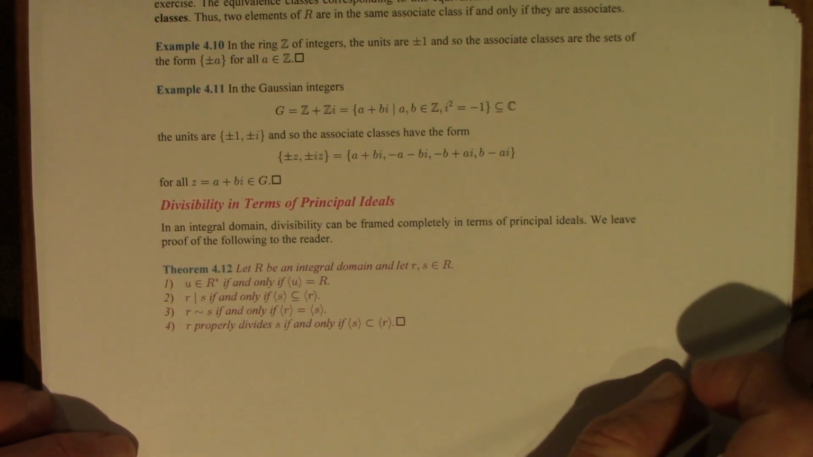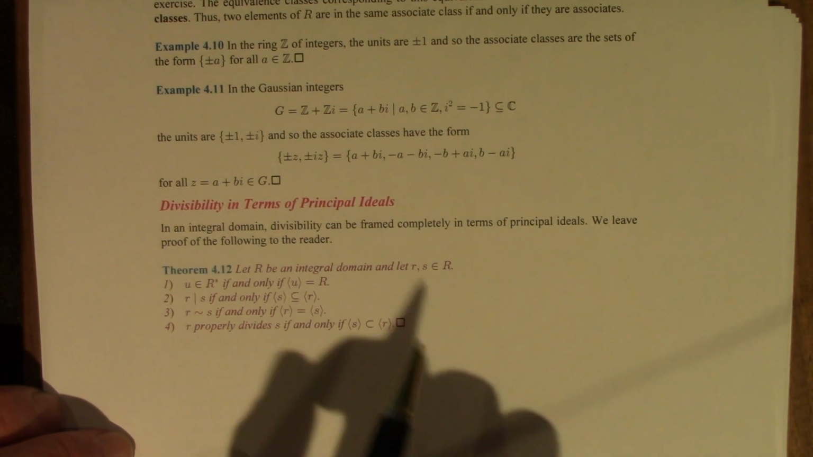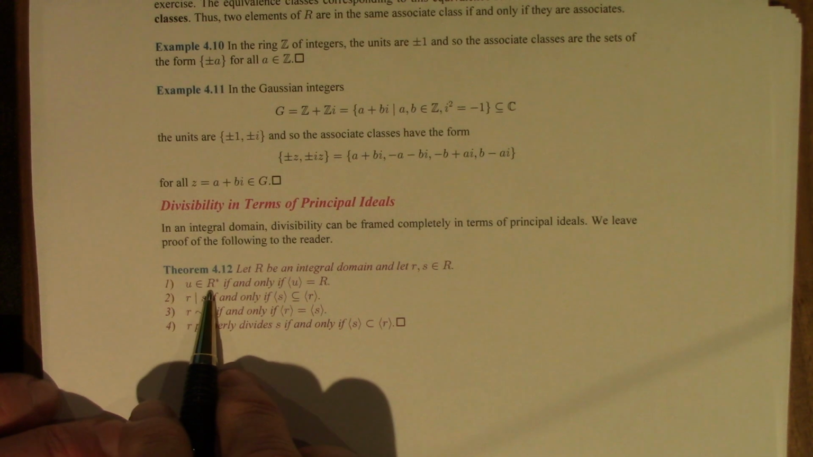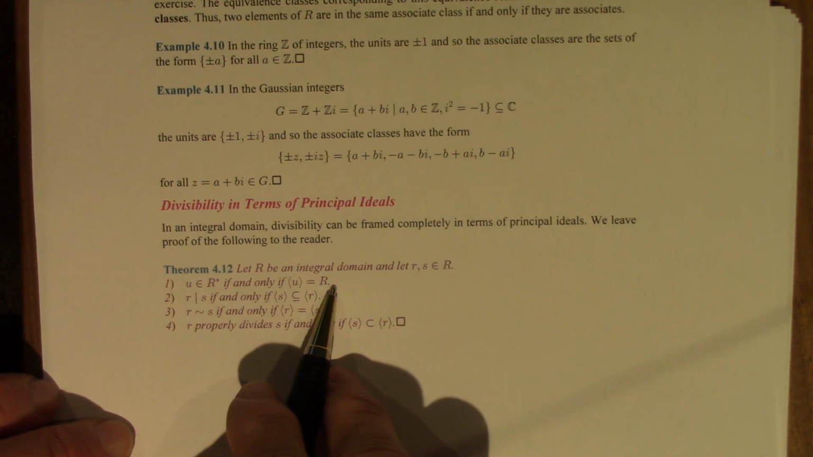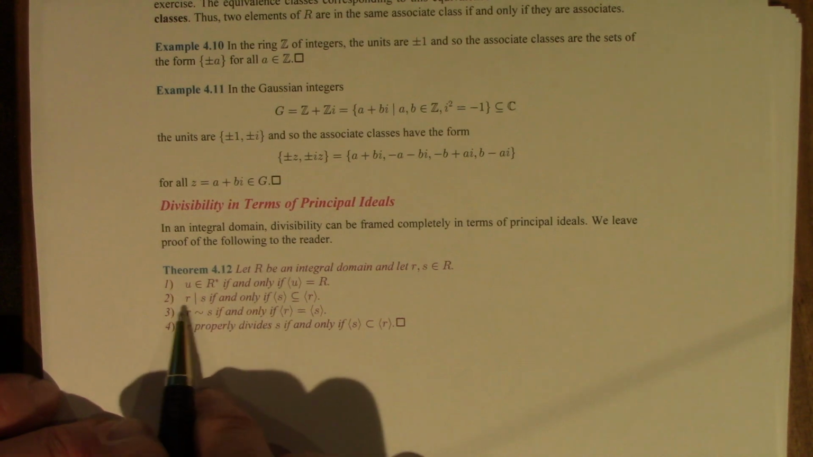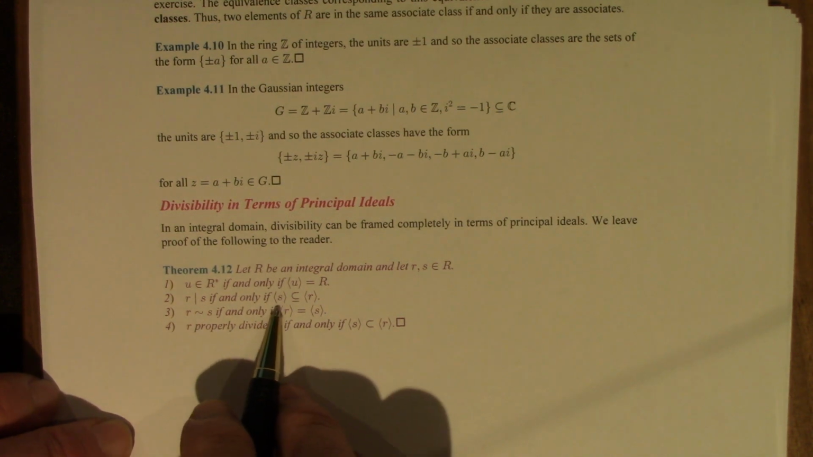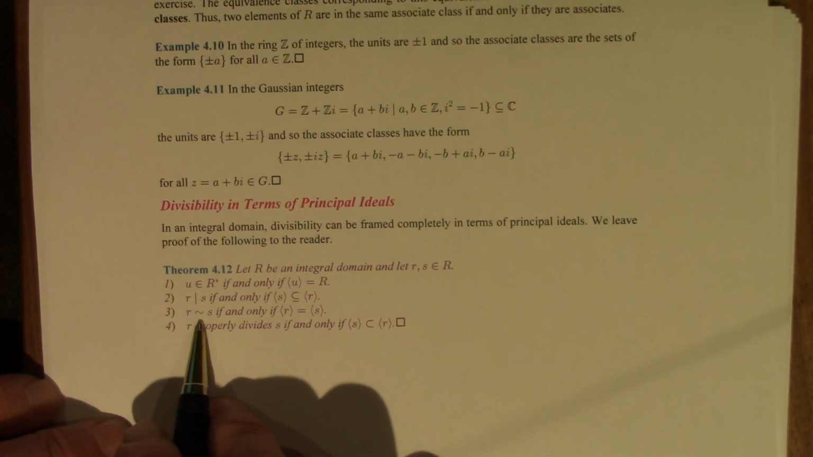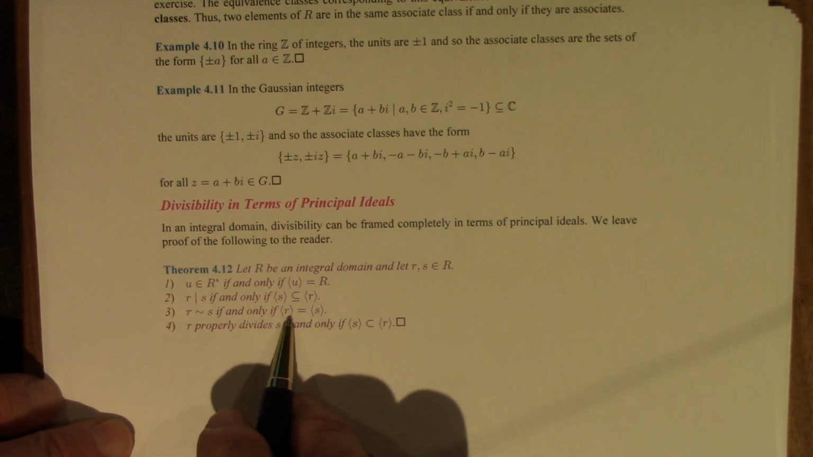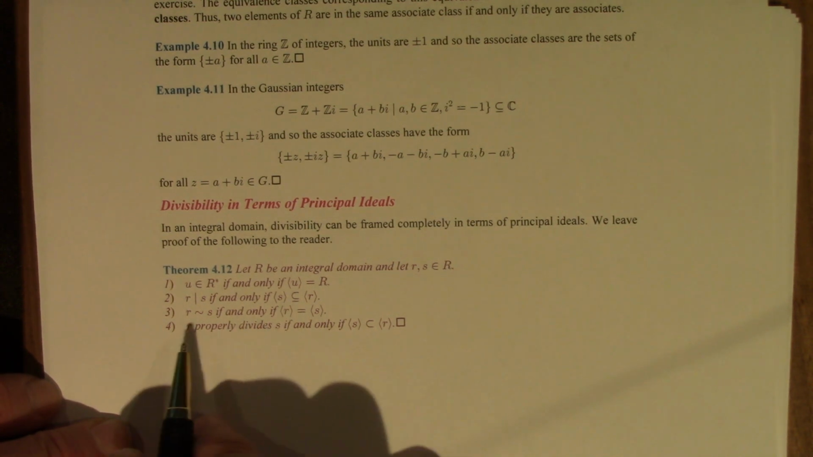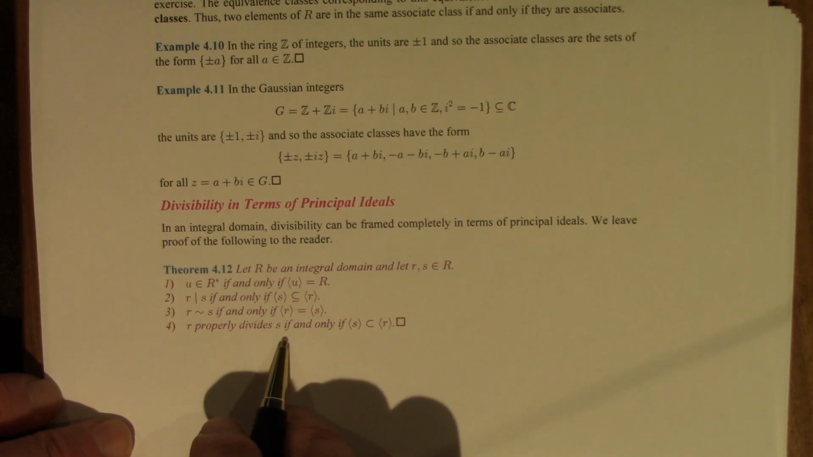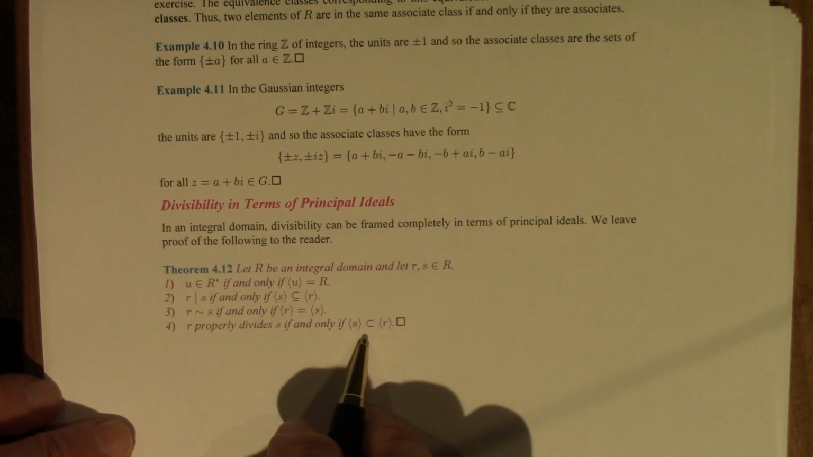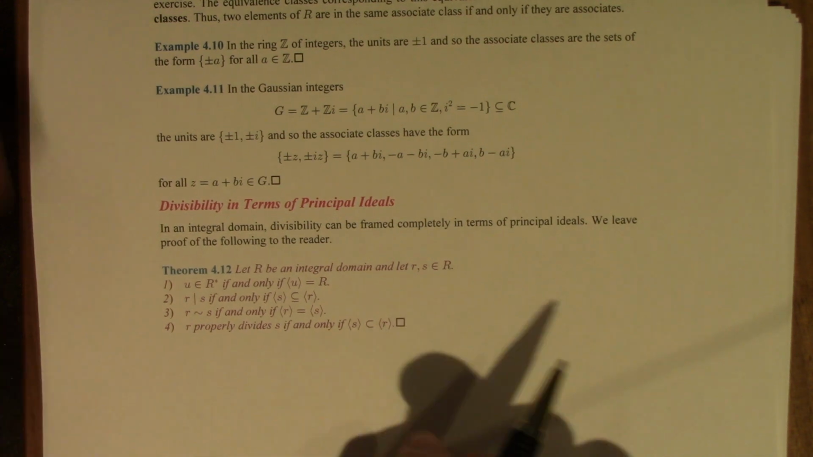This is divisibility framed completely in terms of principal ideals. In an integral domain, u is a unit if and only if it generates the entire ring. r divides s if and only if the ideal generated by s is contained in the ideal generated by r. r and s are associates if and only if the ideals they generate are equal. And r properly divides s if and only if the ideal generated by s is properly contained in the ideal generated by r.